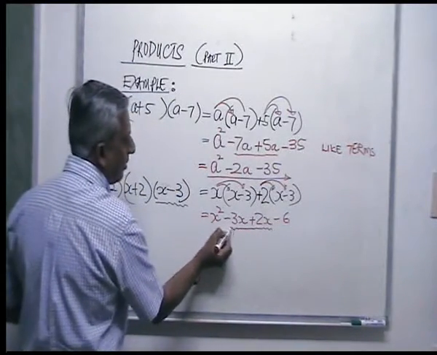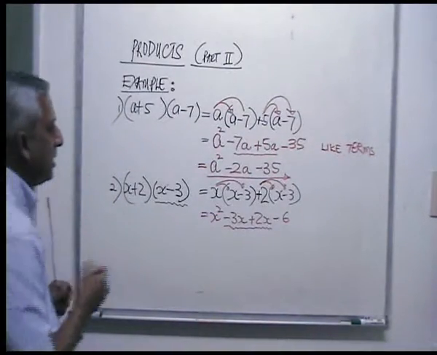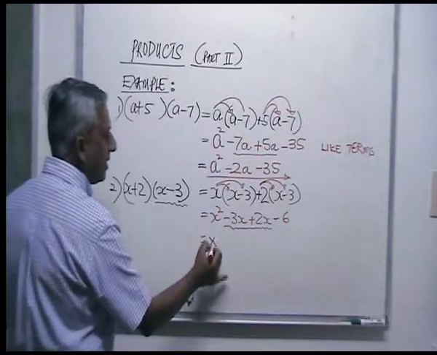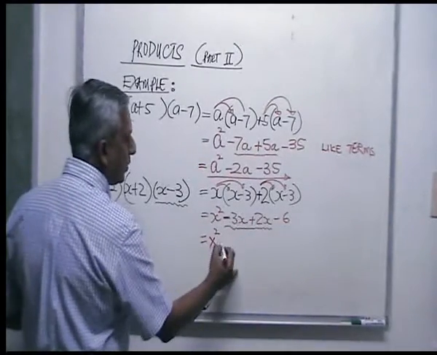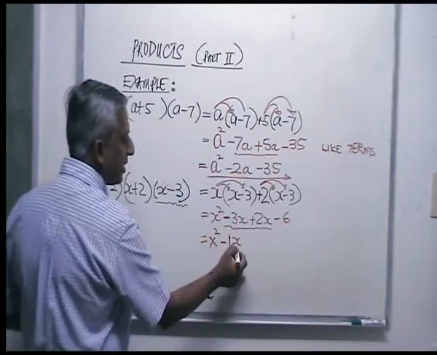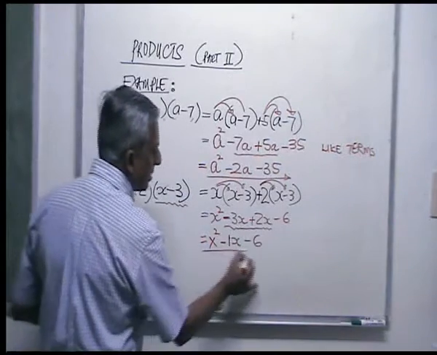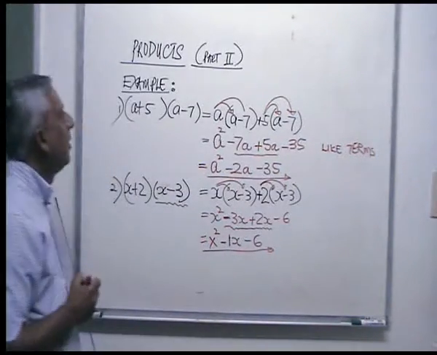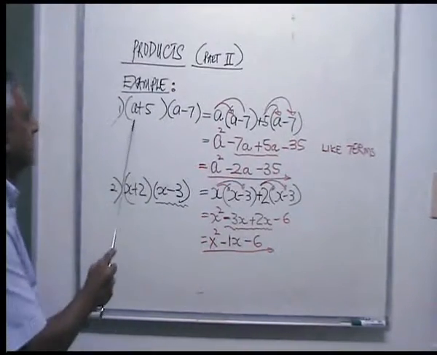Once again, in the middle over here, you can see that we have like terms. So x squared will remain here. Minus 3 plus 2 will give you minus 1x. We're adding the terms in x. You only write down x like that. Minus 6. So that's your final answer. Alright, so that is how we multiply two brackets.